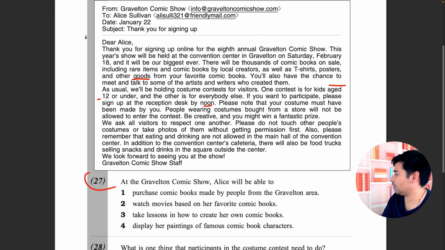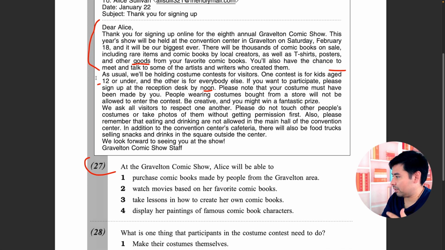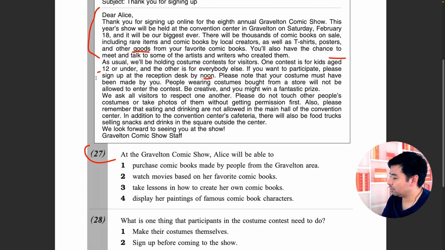Okay, so in this first paragraph here, I guess we get the important information. So we got some of the activities that she will be able to do. I mean, she can buy comic books on sale, including rare items and t-shirts, posters, and other goods from her favorite comic books. And she also has a chance to meet and talk to some of the artists and writers who created them. So let's see the options. Alice will be able to purchase comic books made by people from the Gravelton area.